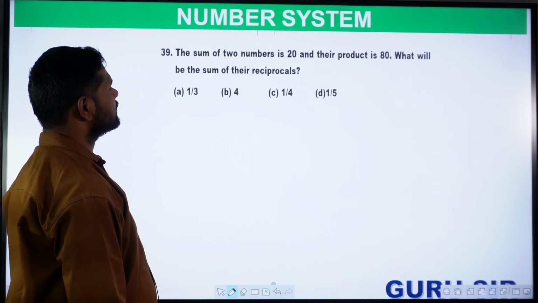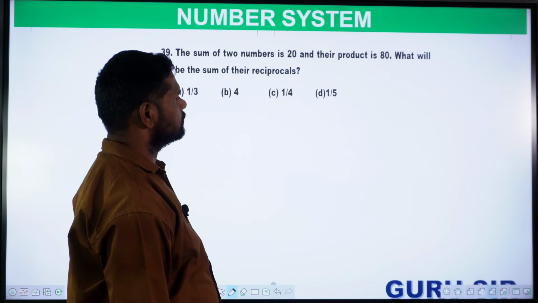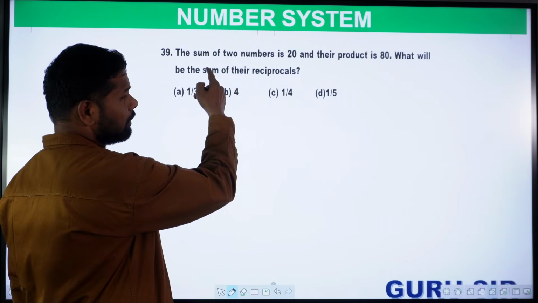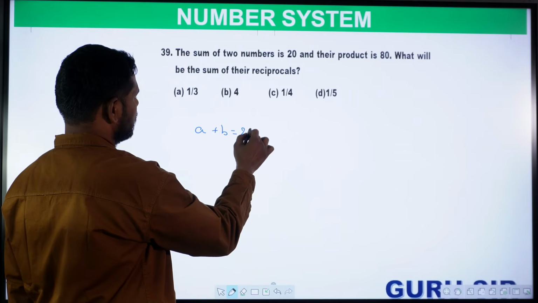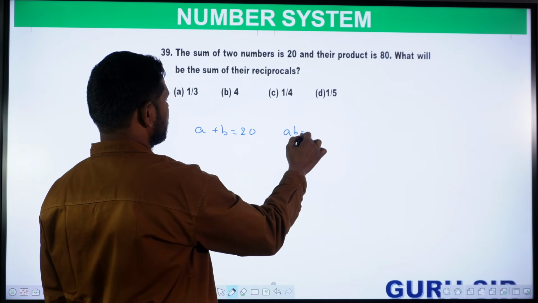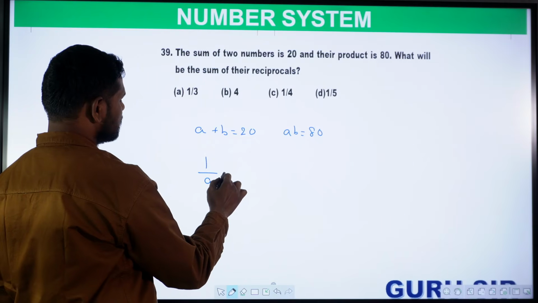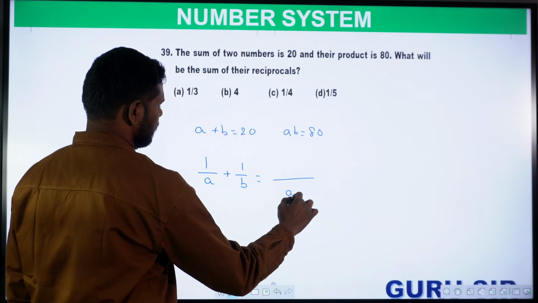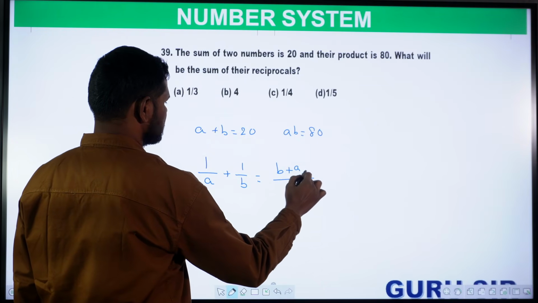Sum of two numbers is 20 and their product is 80. What will be the sum of their reciprocals? Okay. Sum of two numbers means a plus b equals 20, and ab, the product, is 80, as given. Sum of their reciprocals means 1 by a plus 1 by b, which simplifies to ab in the denominator and, in the numerator, by cross multiplying, b plus a, the sum.